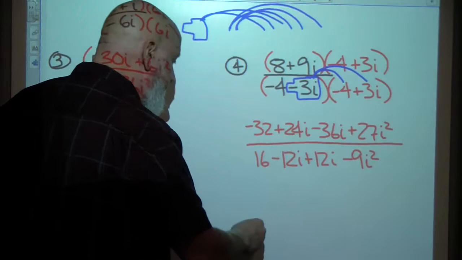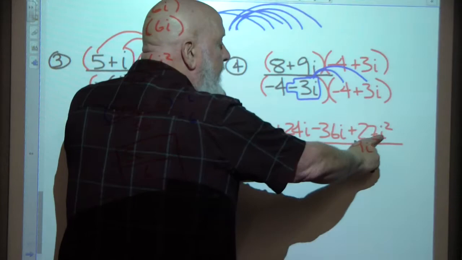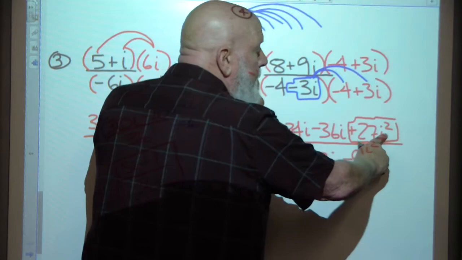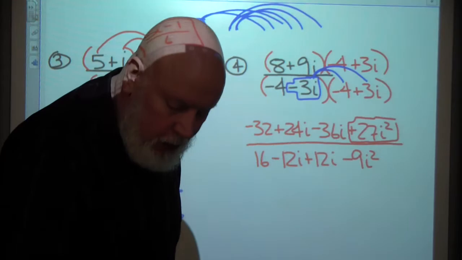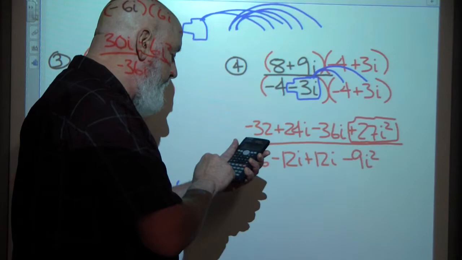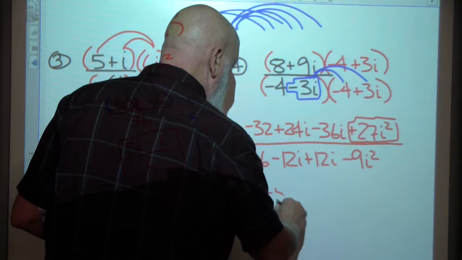Now I'm just going to simplify this mess. In the top of the fraction, I'm going to wind up with negative 32 minus 27. This is actually now negative 27 because it's negative 1 times 27. So I've got negative 32 minus 27. I'm going to use my calculator so I don't mess it up. They're the same sign, so I'm going to add them together and keep the sign, which will be negative 59. That's adding these two.